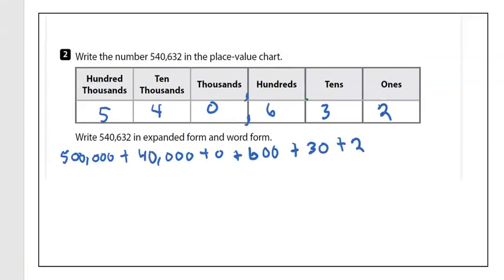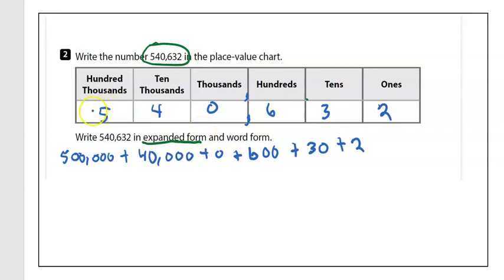Okay, so let's look at the first 2 things I asked you to do. One was go ahead and put this in your big place value chart. That's going to help with expanded form. And then write the number here. So we wrote 540,000, don't forget the comma, 632. Then it asks you to write it in expanded form, and that's what we're going to check.